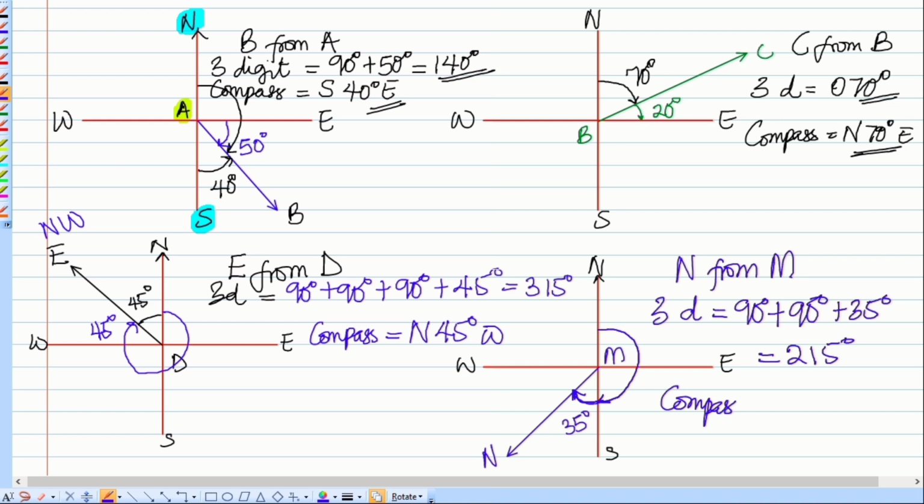Then for the compass method, since we are going in the southwest, this line is towards the southwest, so it is the angle formed between the south and the line. Obviously it's 35 degrees, so not much work to be done. That would be south 35 degrees west, and that would be it. So I believe that the 3-digit bearing and the compass bearing must have become very clear to you.